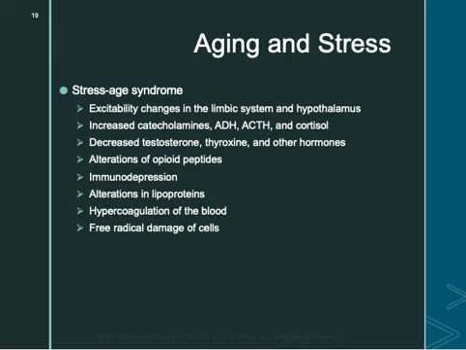Decreased testosterone is very common in general, and as you age, it becomes even more common. Thyroxine from the thyroid is another common factor that you will see, and even other hormones. A lot of times you see a reduction in those hormones. There are alterations in opioid peptides, immunodepression or suppression, and alterations in lipoproteins, so you might see their lipids altered as they age. Hypercoagulability, free radical damage of cells. We'll also talk about a lot of other environmental factors that can impact the disease process, in conjunction with genetic factors as well.